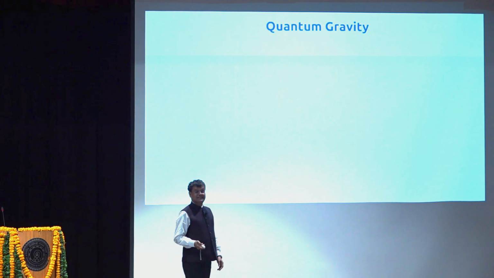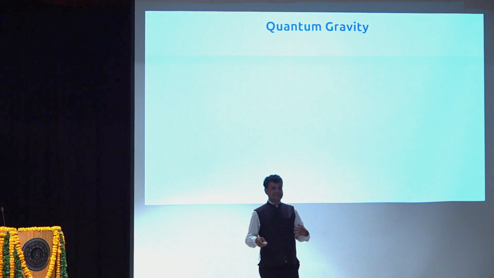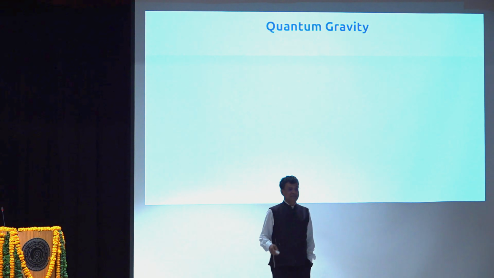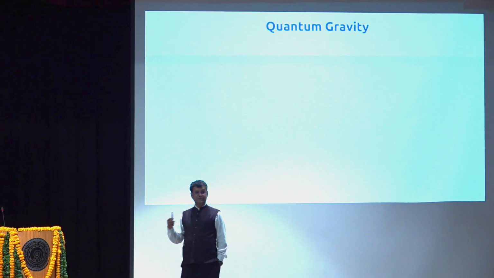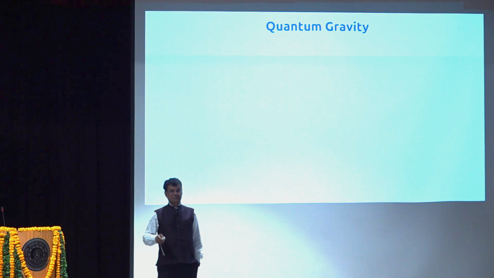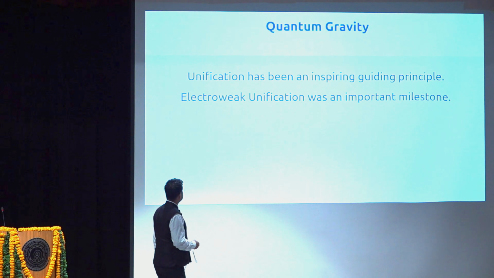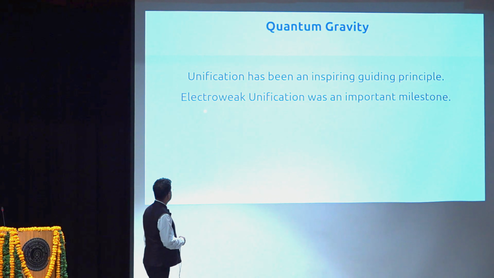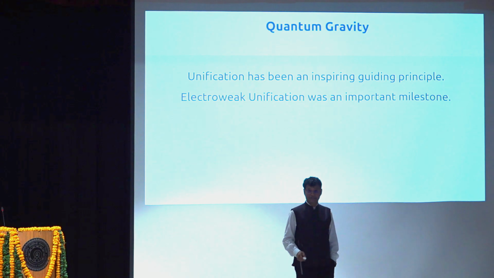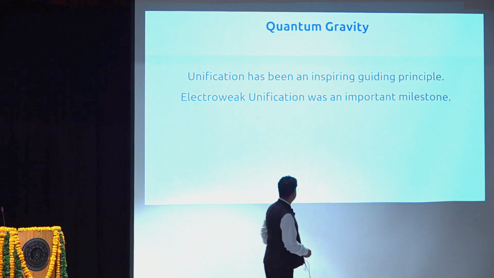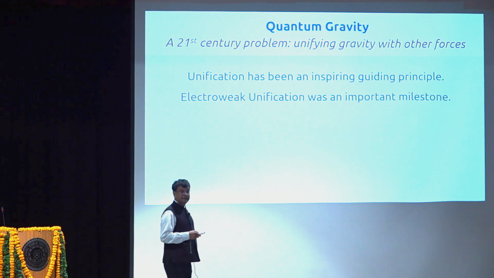So that tells us we need to combine quantum mechanics with the general theory of relativity. And this is the final frontier of unification, which is what my generation has been engaged in for more than the last 50 years. It's one of the most exciting intellectual challenges, but also one of the most difficult ones. Unification has been an inspiring guiding principle. Electroweak unification, as we saw, of Abdus Salam and others, was a very important milestone. But in the 21st century, can we unify gravity with other forces?